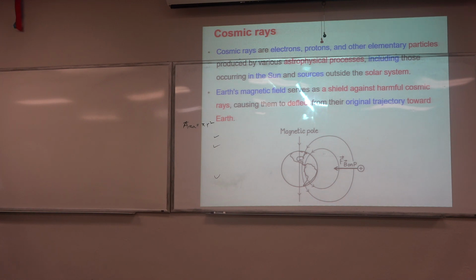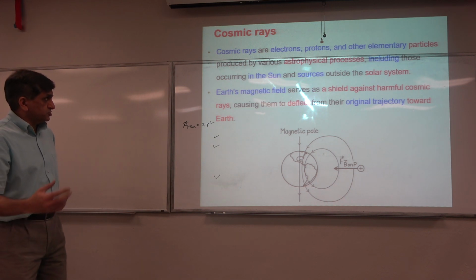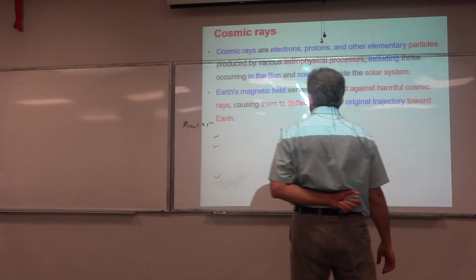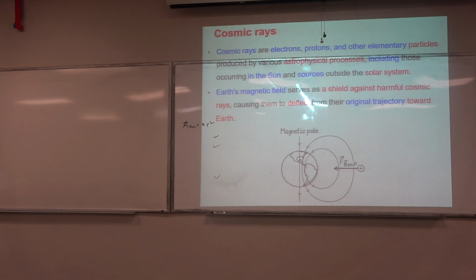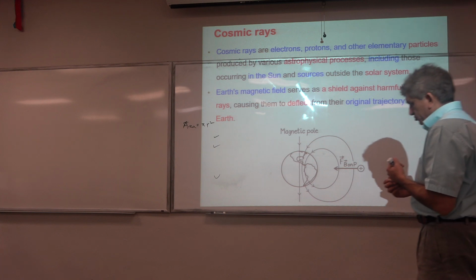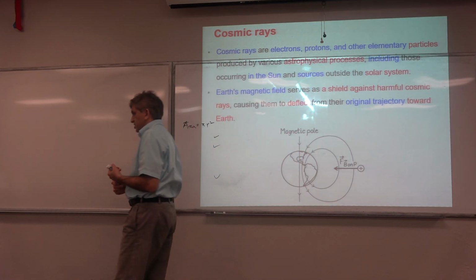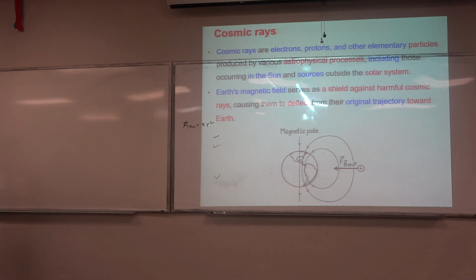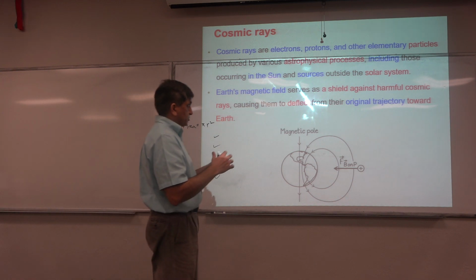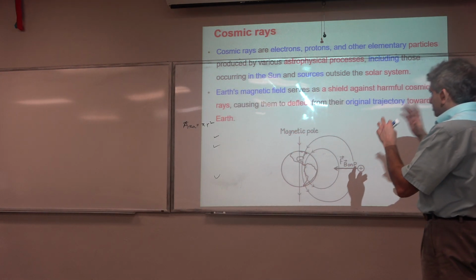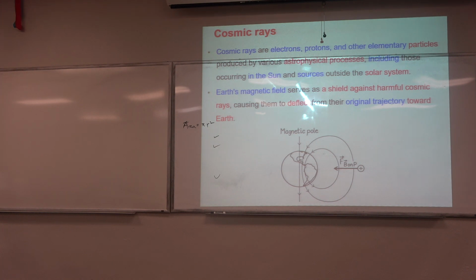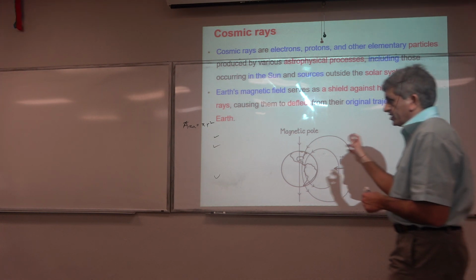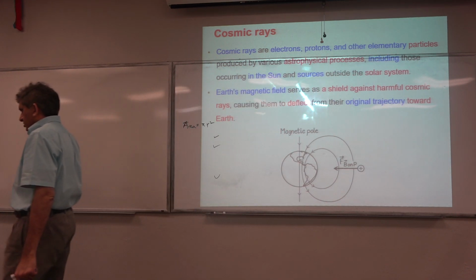You just want to mention a little bit about the cosmic rays. The cosmic rays are electrons, protons and other elementary particles. These are produced by astrophysical processes, including processes happening in the sun and sources outside our solar system. The Earth's magnetic field serves as a shield. We have to be thankful to the Earth's magnetic field against these harmful cosmic rays, because it deflects those charged particles coming in the cosmic rays.